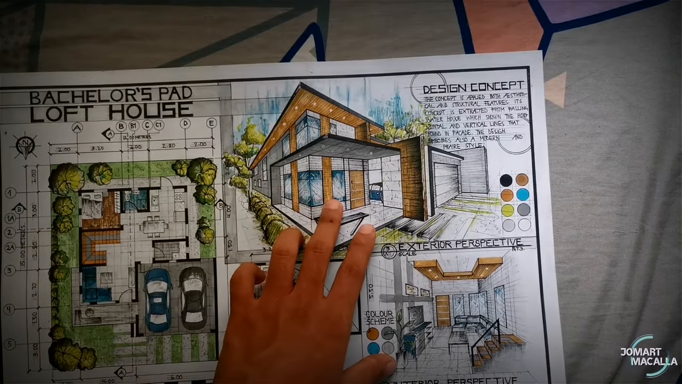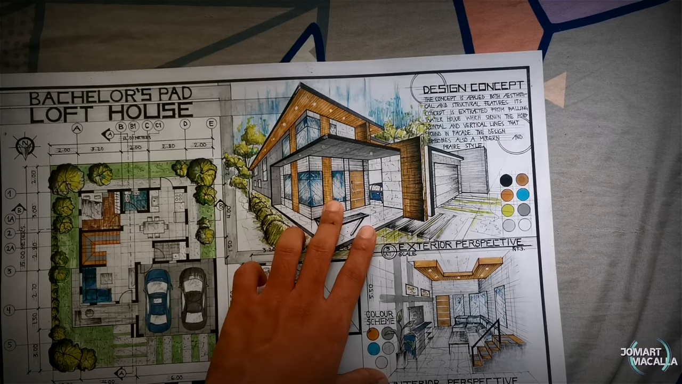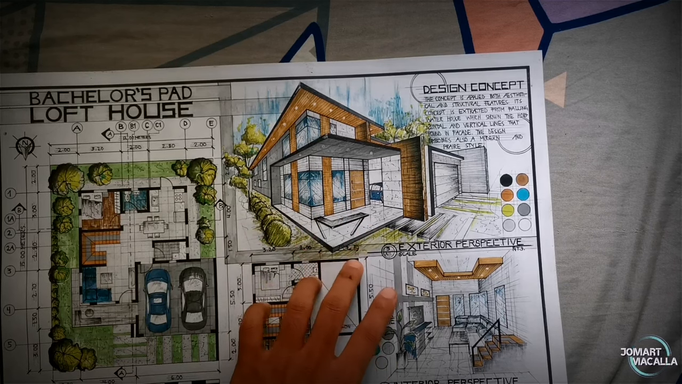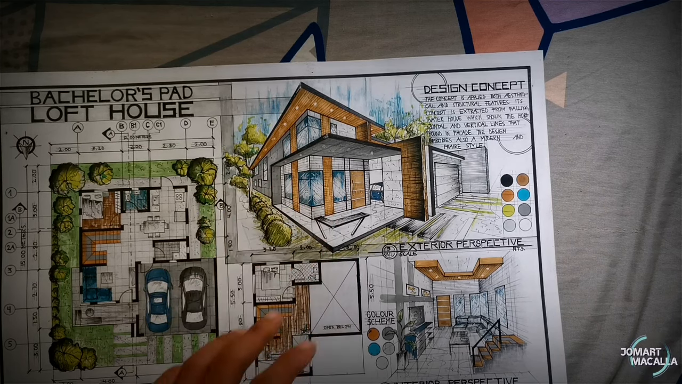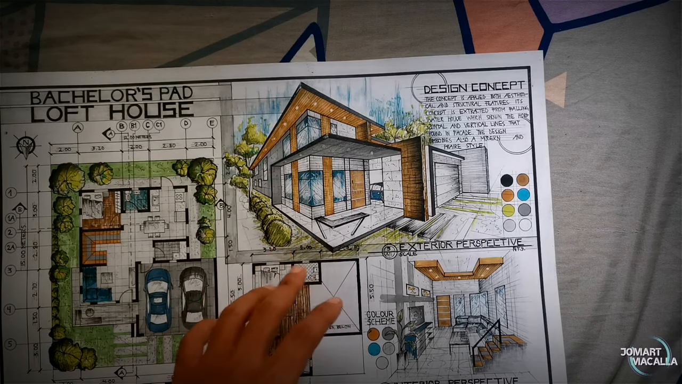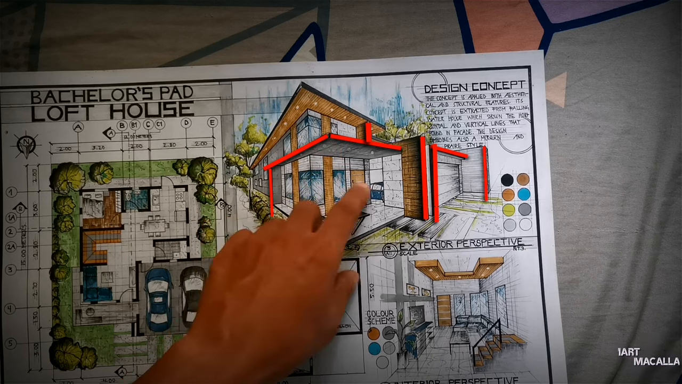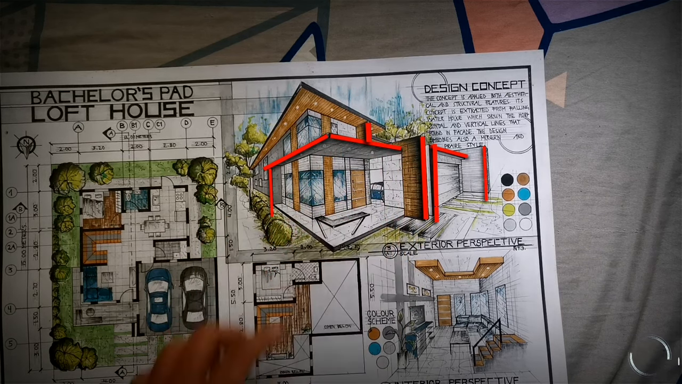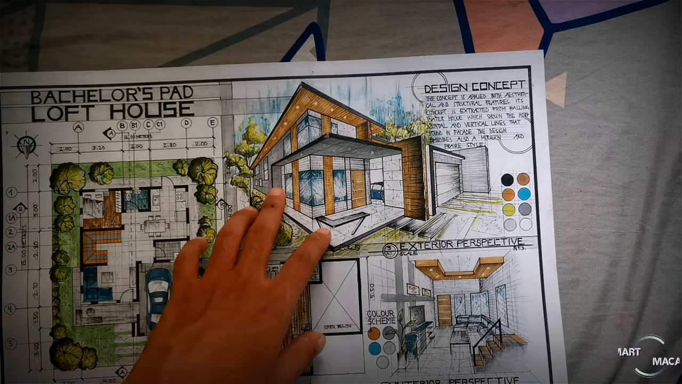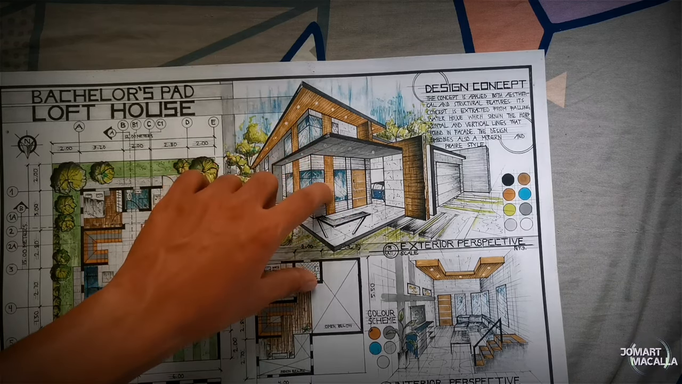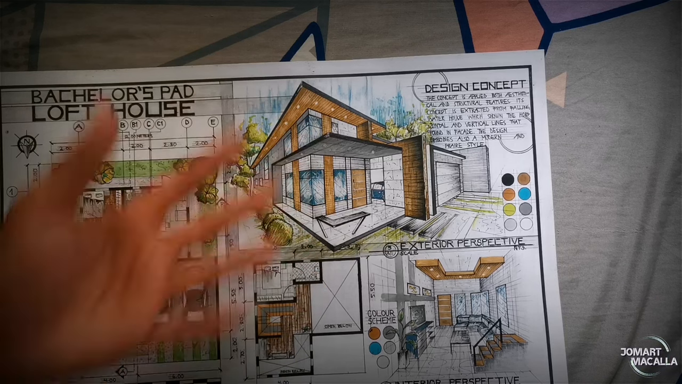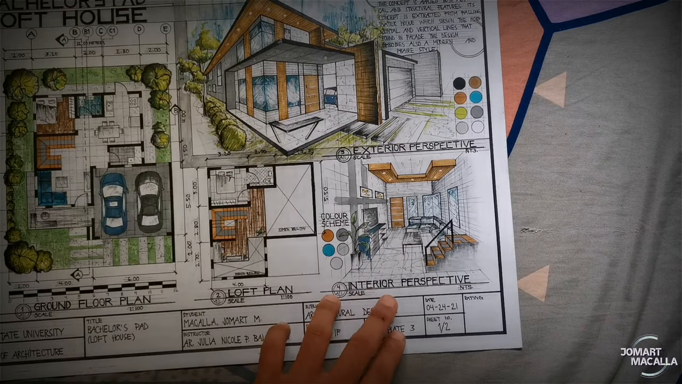Then of course our exterior perspective. So yung concept ko po dito is I just applied both aesthetical and structural features. So mapapansin po natin dito yung mga vertical and horizontal lines, which is the canopies. Yung mga concrete yan po. And of course, our colors are gray, white, and wooden color. So mayroon po tayong wall accent, yan. And that's it. Then we have also an interior perspective.